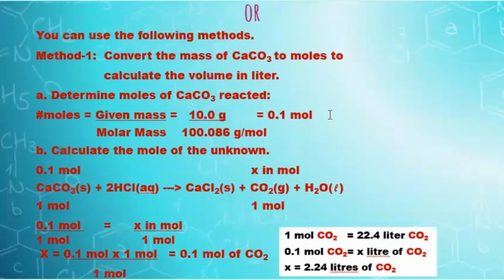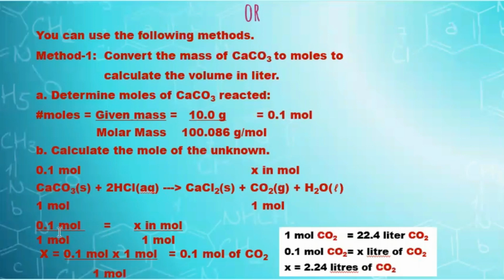Or you can convert the mass of calcium carbonate to moles to calculate the volume in liters, just as you have 0.1 mole of calcium carbonate. Then calculate the number of moles of carbon dioxide from 0.1 mole. 0.1 mole is the number of moles of calcium carbonate, which is calculated as we have seen before: 10 grams divided by 100 equals 0.1 mole. Then calculate the mole of the unknown. The mole of the unknown means the mole of carbon dioxide, and then convert this mole into volume.